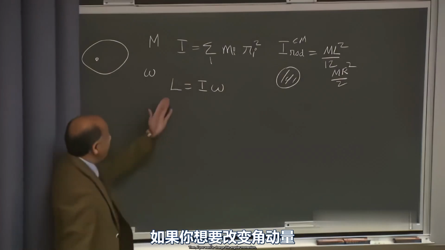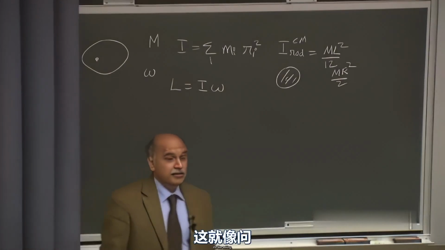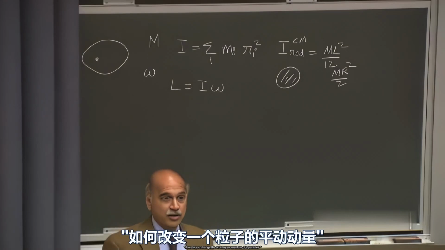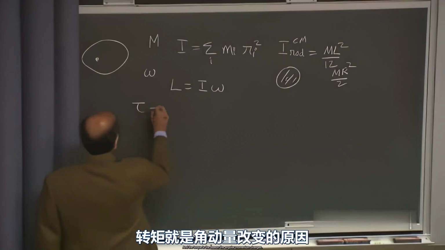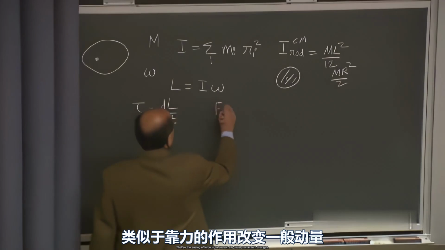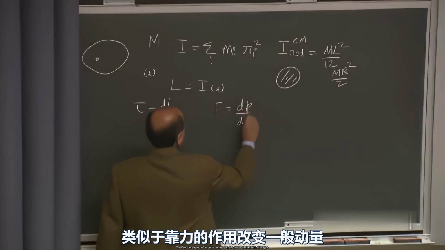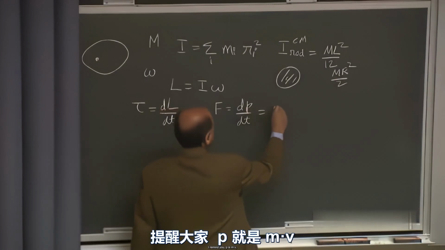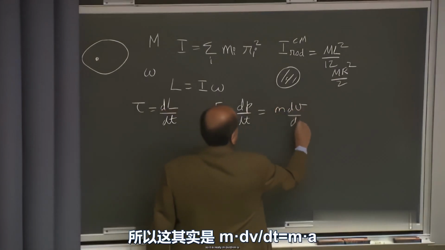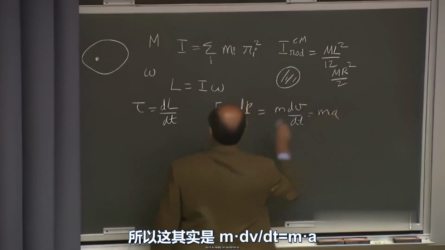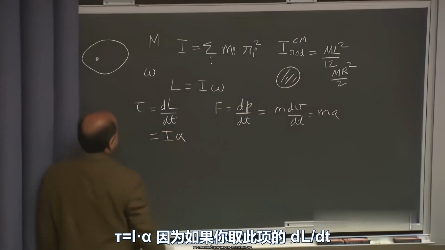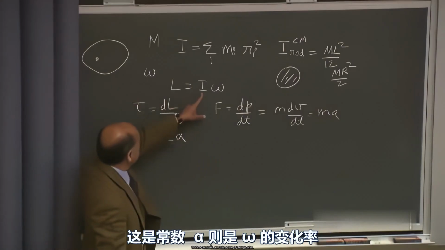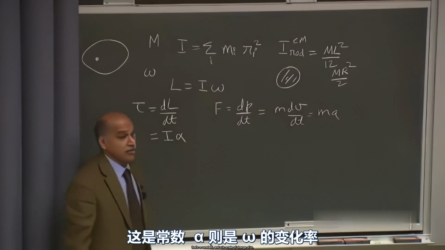Then if you want to change this angular momentum, it's like asking, how do you change the ordinary momentum of a particle? You apply a force. So now we apply what's called a torque. And the torque is the reason the angular momentum changes. That's the analog of force is the reason the usual momentum changes. I remind you, p is mv, so it is really m dv/dt equals ma. So you can also write analogously here, tau equals I alpha, because if you take the d/dt of this guy, that's a constant, and alpha is the rate of change of omega.